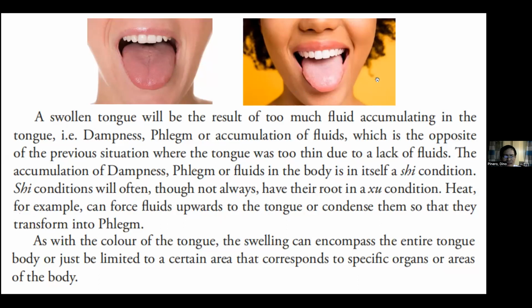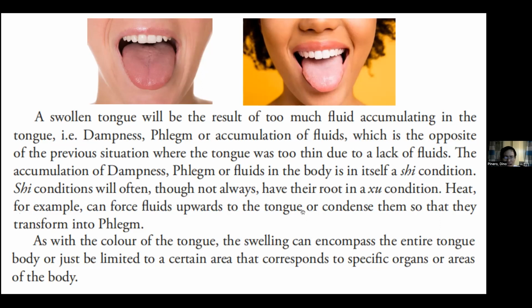This, for example, is dampness and phlegm or accumulation of fluids, which is the opposite of the previous situation where the tongue is too thin due to lack of fluids. The accumulation of dampness, phlegm, or fluids in the body is in itself an excess condition. Excess conditions will often, though not always, have their root in deficient conditions. Heat, for example, can force fluid upward to the tongue or condense them so that they transform into phlegm.